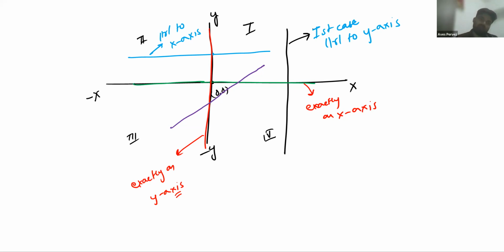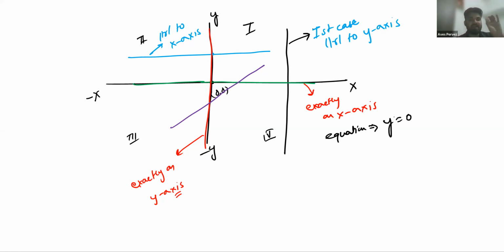So now moving on: these lines are going to have equations. For example, if this line segment is exactly over the x-axis, then because on the x-axis y is equal to 0, the equation for this line should always be y equal to 0.